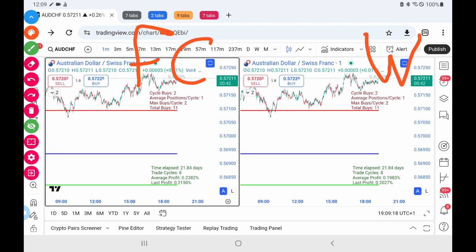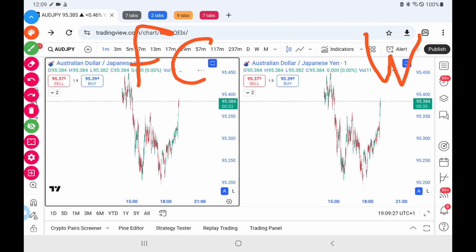But is that difference enough to justify the additional risks of a full candle versus a wick? Let's keep going.